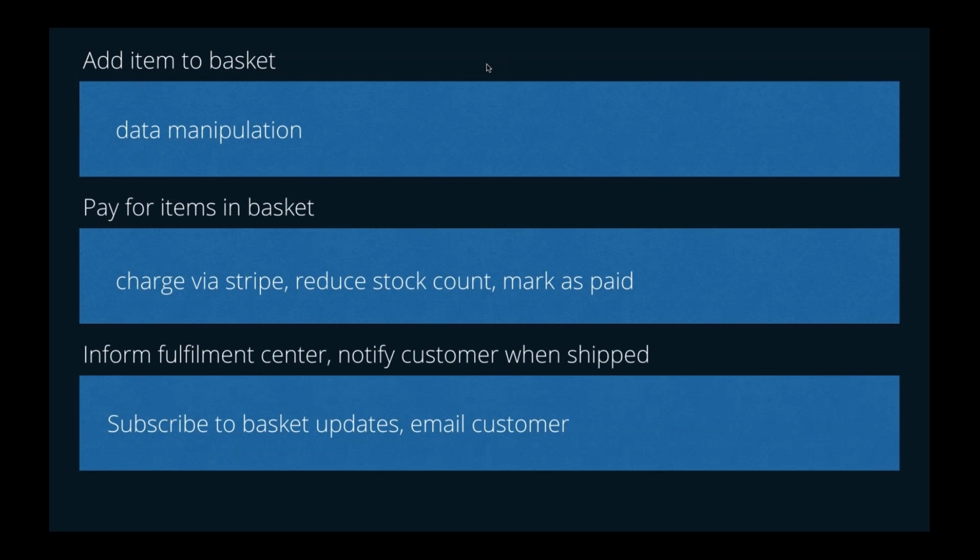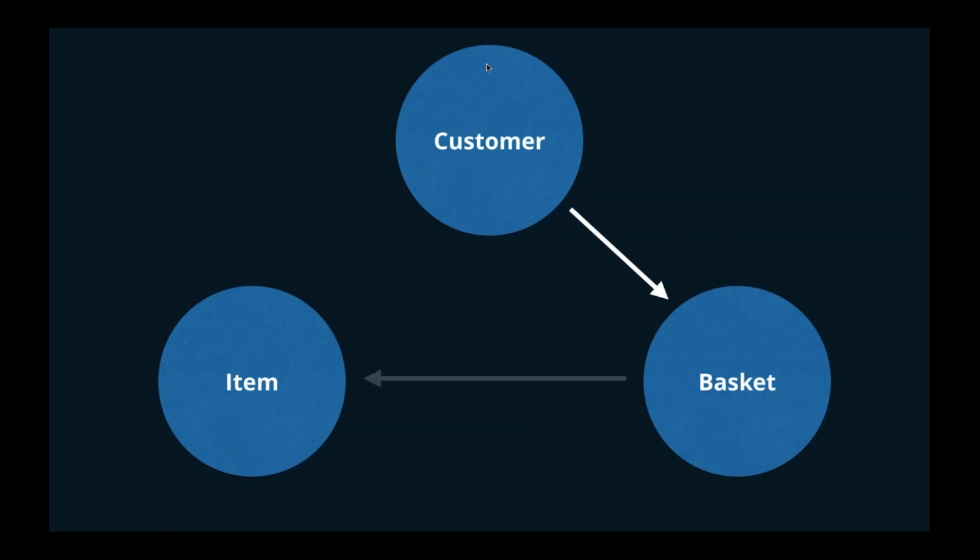And the final use case, inform fulfillment center and notify customer when shipped. We'll use this use case to demonstrate how you can easily set up subscriptions with GraphQL that update your UI in real time. So let's talk about the data model to support this. Obviously, we need a customer. We need items, be they MacBooks, Apple Watches, whatever, and we need a basket. A customer can have a basket, and a basket can have one or many items. So let's jump into the Graphcool tool and see how we can easily set this up.